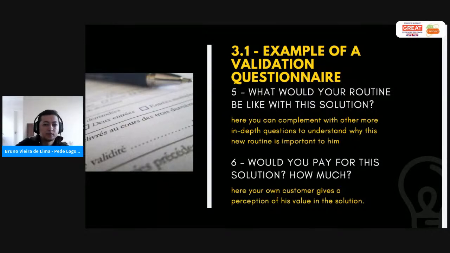And lastly, ask him, if this solution existed, if the magic happened, how and how much he would pay for it. Here you will understand the real value of this for him, and whether it's really worth working with your team to create this solution. Now your own customer gives a perception of his value in the solution.